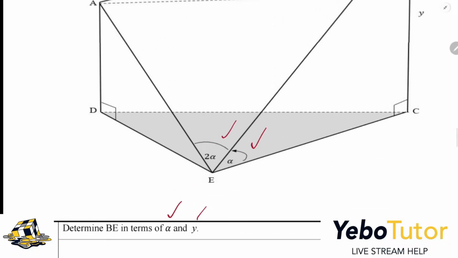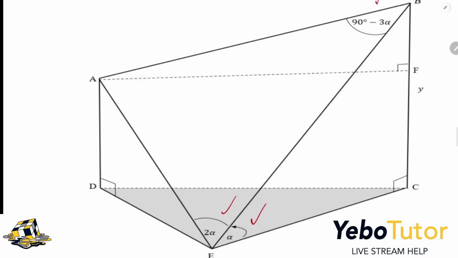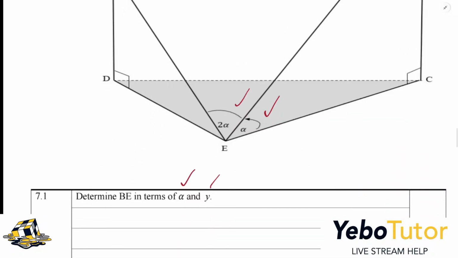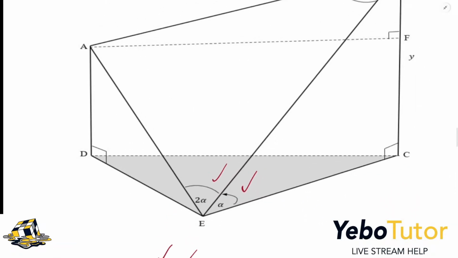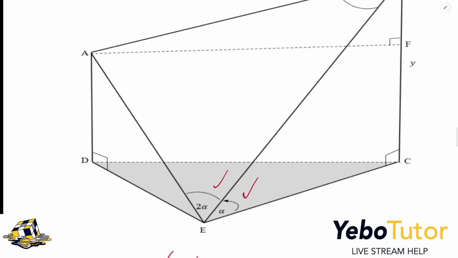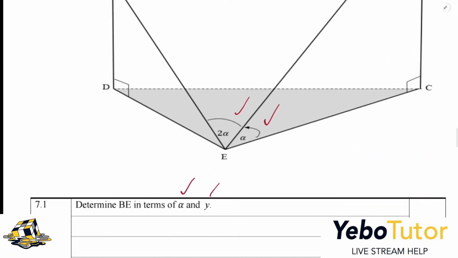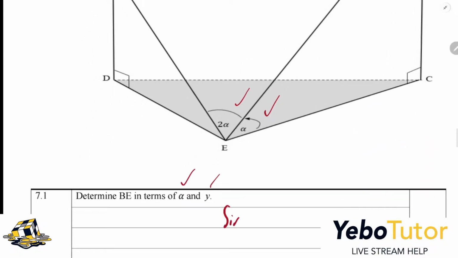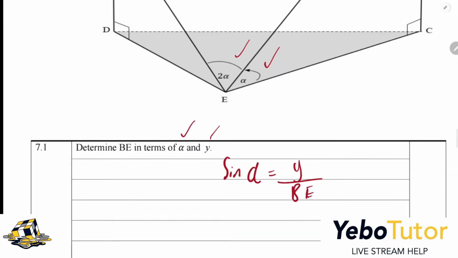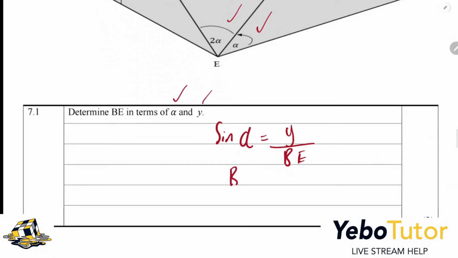Where is BE? BE is this hypotenuse side, and they want this to be represented in terms of alpha and y. We can see that y already is for this specific thing. Easy stuff. We know that sine of alpha will be equal to y over BE, because y is the opposite side and BE is the hypotenuse. So BE now will end up just being your y over sine of alpha. That one is not bad. That's easy. I'm sure everyone can be able to solve that.